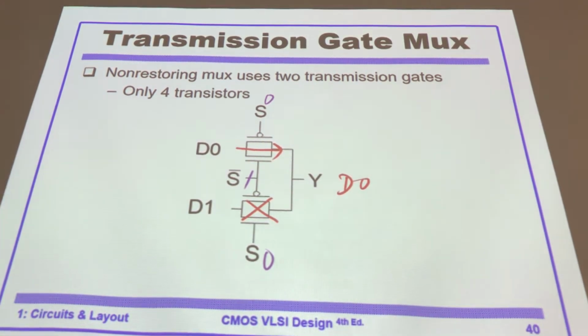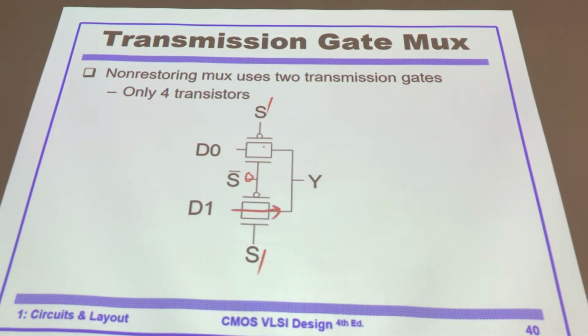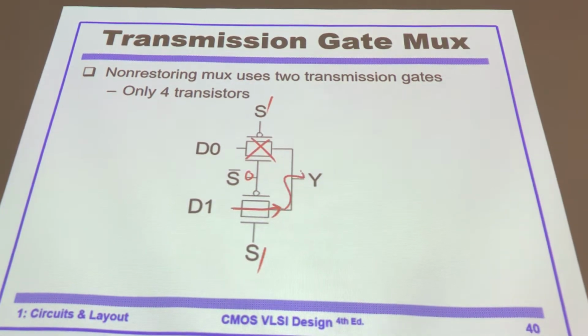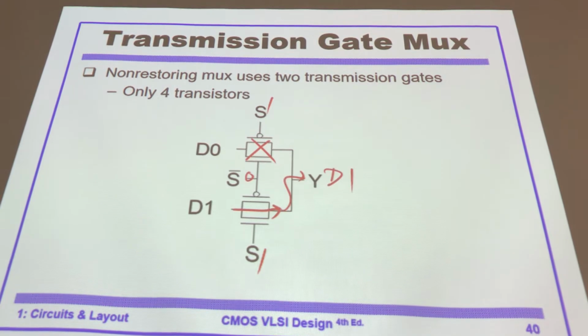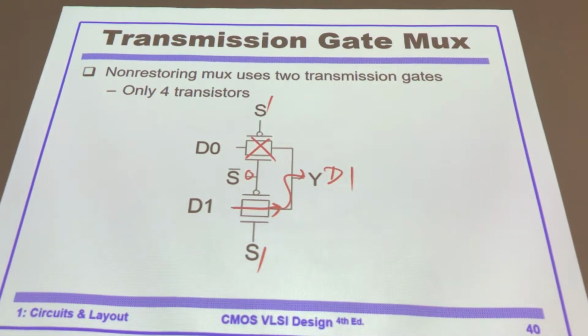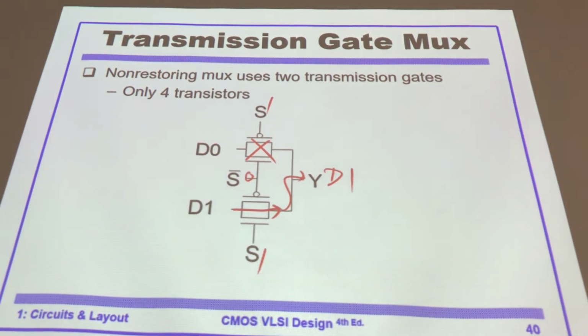On the other hand, when S is 1, S bar is 0. So this transmission gate is on, and this transmission gate is off. So Y is getting D1. Meaning the Y output will get either D0 or D1, depending on your selection control, 0 or 1. That's exactly what we want for a 2-input multiplexer.